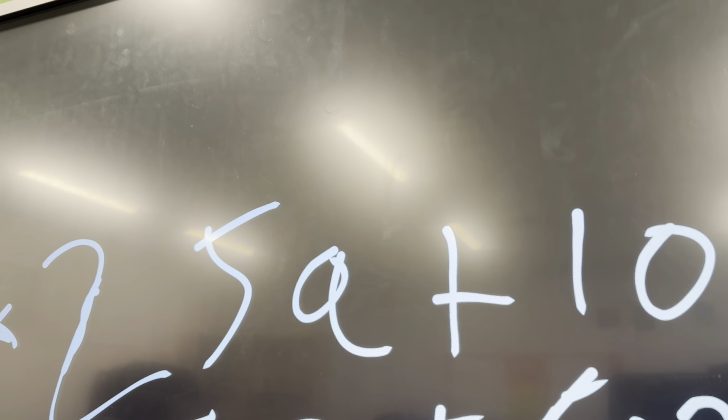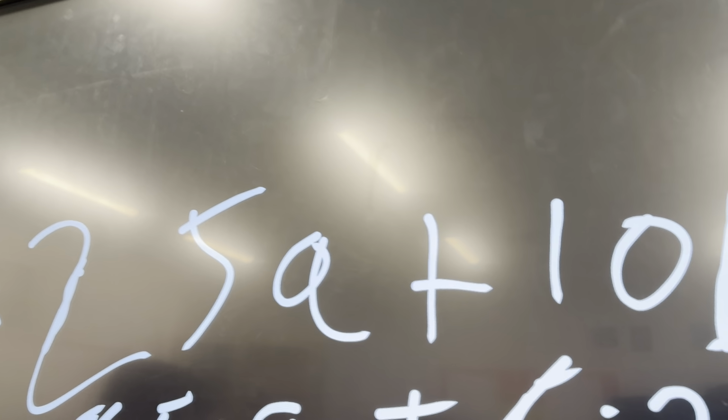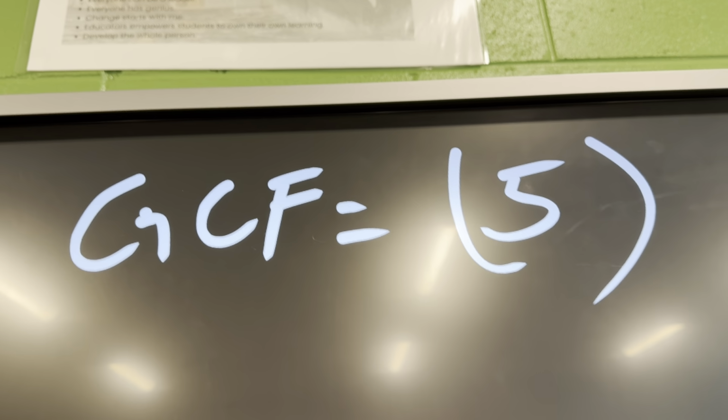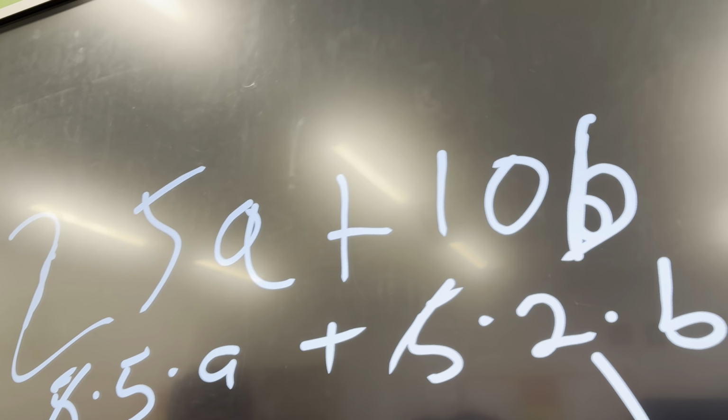Today the question is: factor the expression using the greatest common factor. And the question is 25a plus 10b. So take the 5. 5 times 5 is 25, okay? And 5 times 2 is 10.